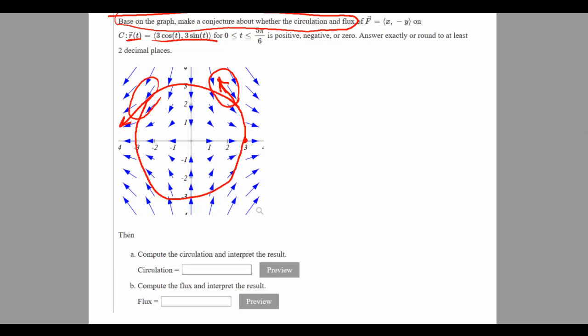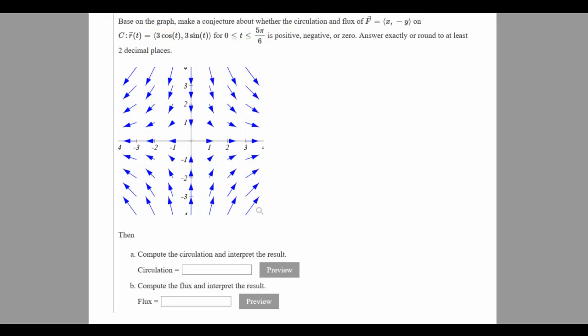Now, for the flux, we're going to be taking a look at the circle, and we want to know how many of the arrows from the field are there coming into the circle, and how many are there that are going out of the circle. So again, it's sort of a mental picture. How much in is there? How much out is there? And so again, I'll let you give it a try and see what you come up with.